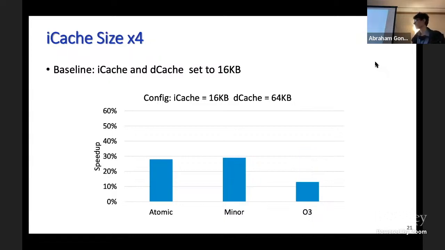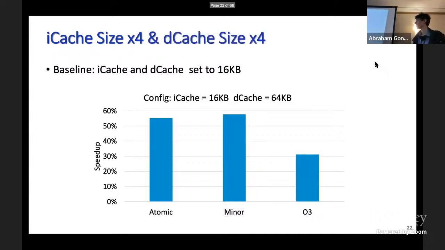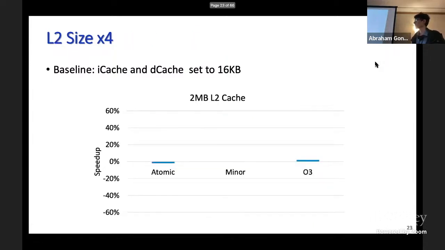Increasing the I cache size doesn't have as much of an impact on the O3 CPU type, however, but the speedup is still noticeable. And then increasing both the I cache and D cache sizes can result in an over 50% speedup in simulation time for running Gem 5 simulations. Interestingly, the L2 cache size did not make as much of an impact. In fact, there was no noticeable impact in the speedup for running Gem 5 simulations.